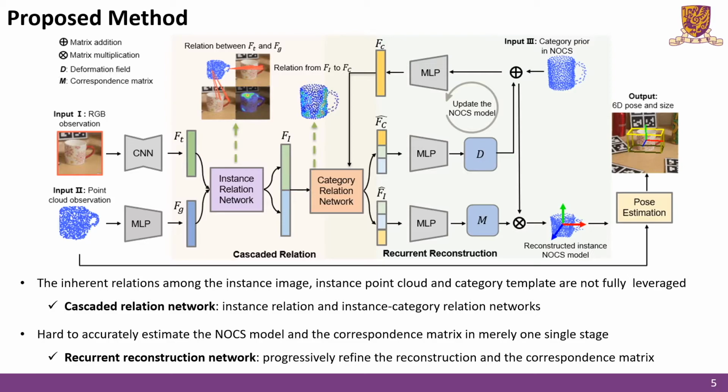In general, the network shares the same formulation and basic pose estimation scheme with the baseline. We develop two components to improve the baseline. Firstly, we introduce a cascaded relation network to capture the inherent relations among multi-source inputs. We hope to leverage their complementary advantages for pose estimation. Secondly, we present a recurrent reconstruction network for accurate estimation of the deformation field and correspondence matrix. It is achieved by iteratively estimating the residuals and progressively refining the regression targets in multiple stages.